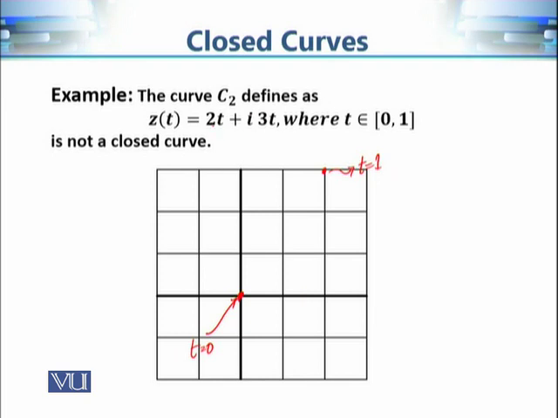Now since it's a continuous function, 2t is a continuous function of t, 3t is a continuous function of t, so there is going to be no break when we are traveling from t is equal to 0 to t is equal to 1. And if we take other points in between these 2 points and join them, then we are going to get the following line segment. So the graph or the geometrical shape that this z of t function is representing is basically a line segment. And as we can see that this is the point z of 0 and this is the point z of 1, and z of 0 is not equal to z of 1. So we can say that it is not a closed curve.